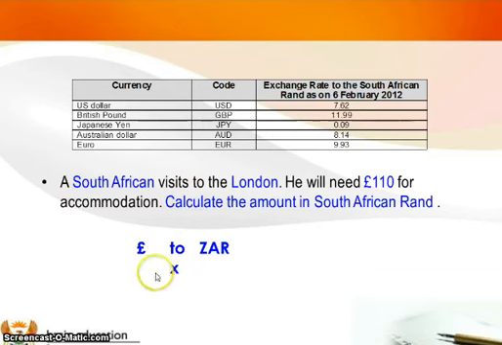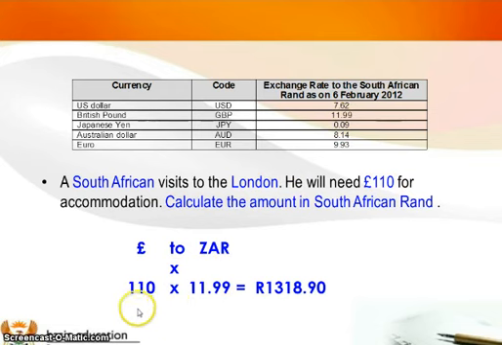And that will lead you on to the second part, where if you convert a foreign currency into South African rand, you always multiply. So what are we going to multiply? In this case we are going to multiply 110 pounds by the exchange rate, which is 11 rand and 99 cents. So your calculation is going to look as follows.